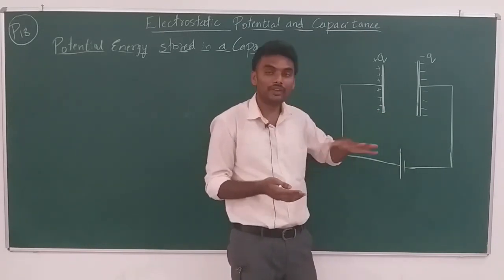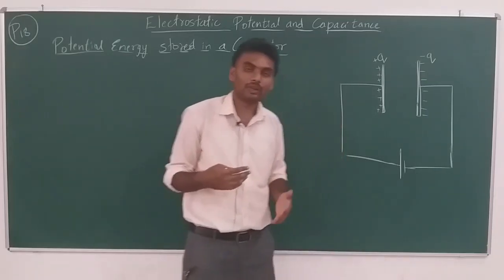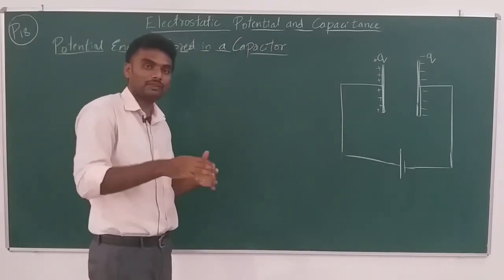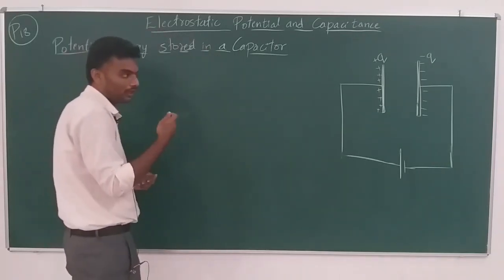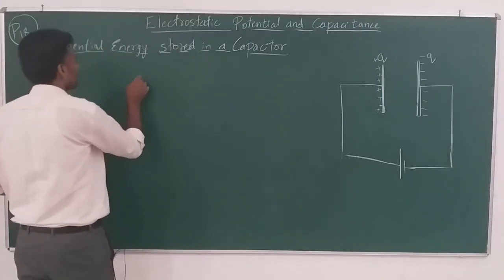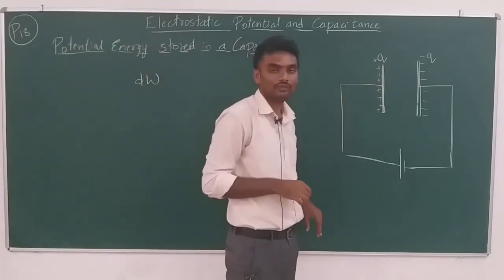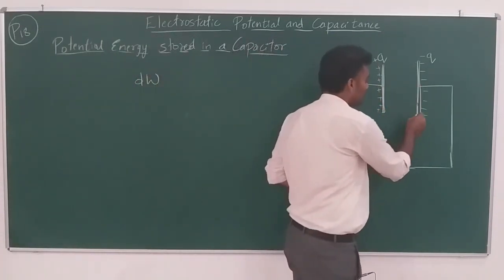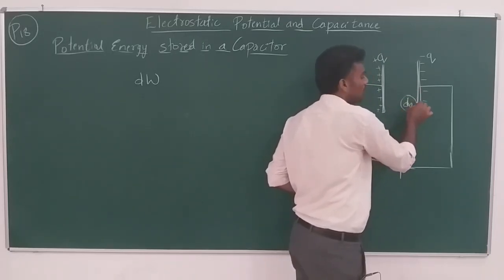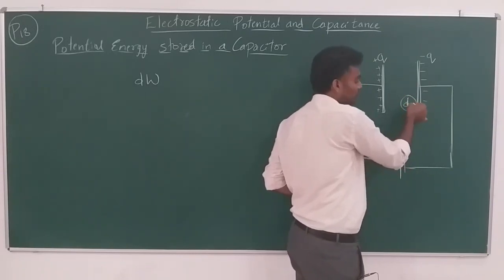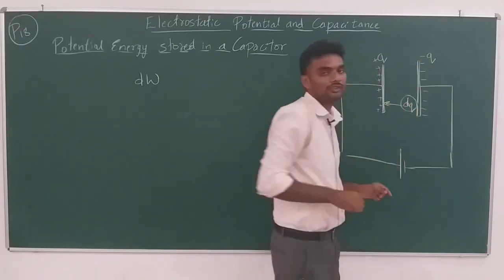So it's actually variable work that we need to do every time we bring some amount of charge. Since the work, or the effort, that we need to put in every time is varying, I am going to consider a small amount of work dW. This is already charged to an extent of small q, and now I am trying to bring a very small charge dq, which is positive, from the negative plate to the positive plate. Following?